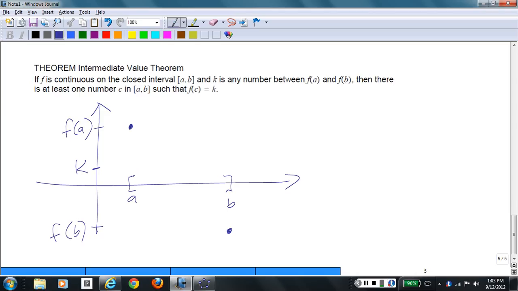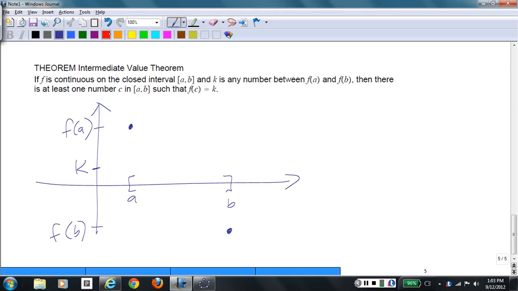k. So if it's not continuous, then pretty clearly it doesn't have to happen. If we have a nice little jump in the graph, or actually I could have brought it all the way down and had a hole in the graph right there with the y-coordinate of k, and defined the function to be something else right there. It's still defined on the closed interval, but if it's not continuous, then this doesn't have to happen.